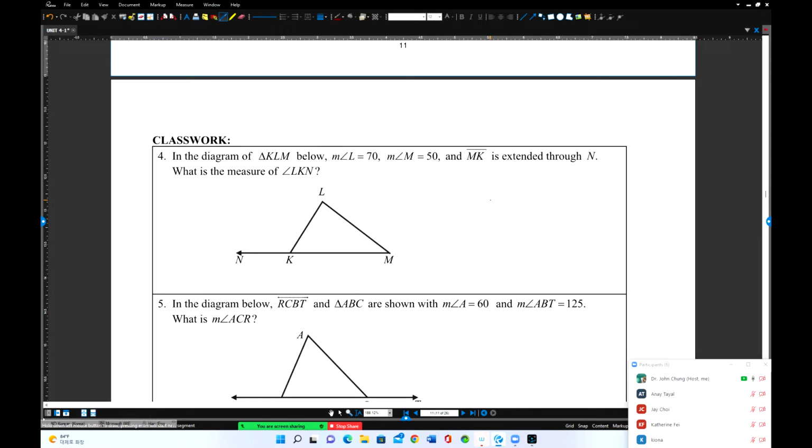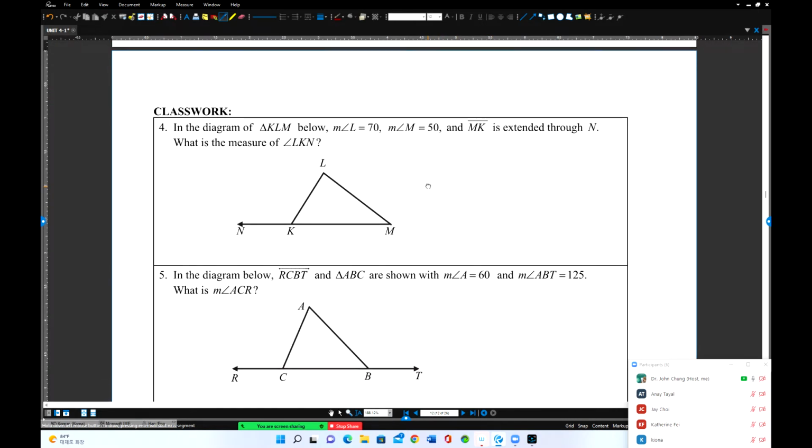Another one over here, but this time I want you to try this one, okay? Everyone try number 4. Apply the exterior angle theorem. If you got the answer, you let me know. You can chat to me or you can talk to me.